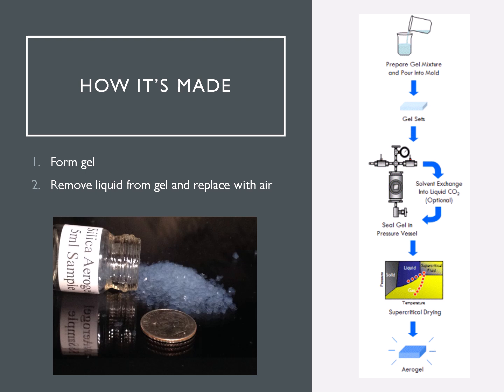The first thing that has to be done in order to make an aerogel is to start by forming the gel by combining a polymer with a solvent. And then after that, the liquid is removed and replaced by air. It sounds pretty simple, but it's a harder process than that, obviously. The method on the right shows a way of using supercritical drying to replace the liquid with air.